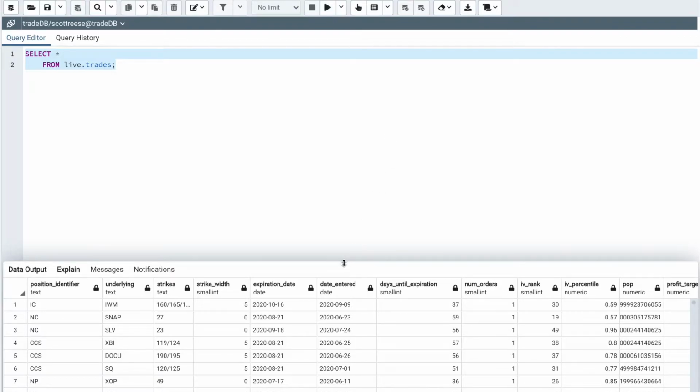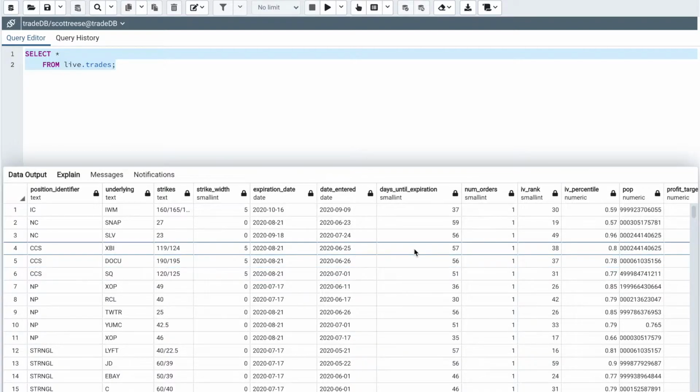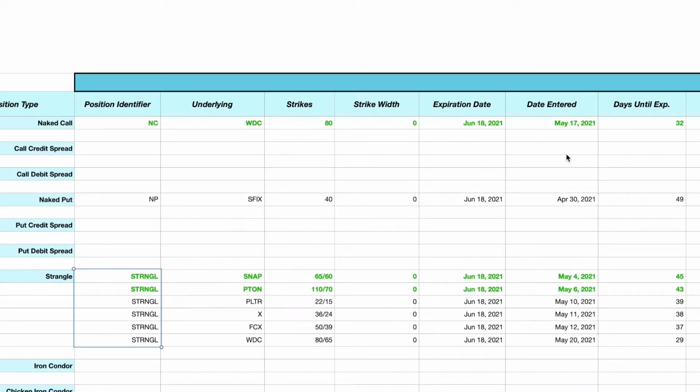And there we go. If I pull this up a bit more, you can see down here with the output, I have the exact same kind of data in the same format as in my spreadsheet. We have the position identifier, the underlying asset, the strikes, the strike width, expiration date, so on and so forth, just like in my spreadsheet. I simply like to have this data in a database because it makes it a lot easier to analyze and manipulate the data with queries as opposed to trying to do the same thing in a spreadsheet. It's a lot more difficult to analyze data in a spreadsheet.